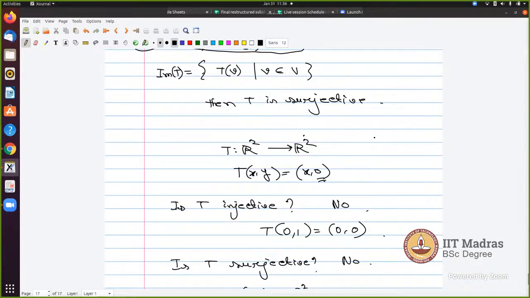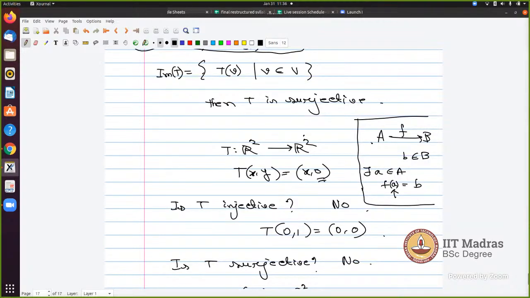Sir, no, forget about vector, just in terms of mapping, in terms of function, what is a pre-image? Suppose there is a function f from A to B. I am taking a small b belonging to B. What is the pre-image of b? If there exists some a belonging to A such that f(a) equals b, then this a is called a pre-image of b, correct? Now, if every element of B has a pre-image, then we call f surjective.